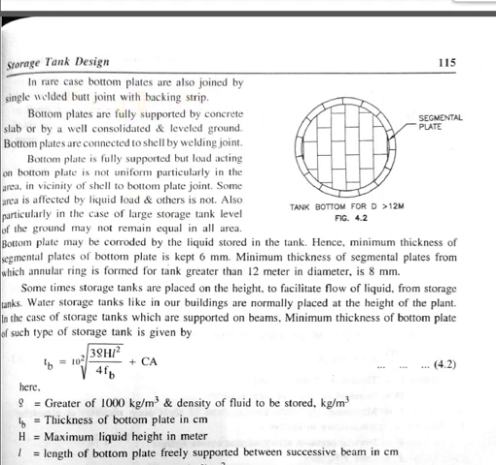In a few cases there is a requirement that plates are joined by a single welded joint with a backing strip. Now, bottom plates are fully supported by a concrete slab or by consolidated and leveled ground. The bottom plate should be fully supported by a concrete slab, that means the basement made below, well consolidated and matching the level of the ground. Bottom plates are connected to the shell by welding joint.